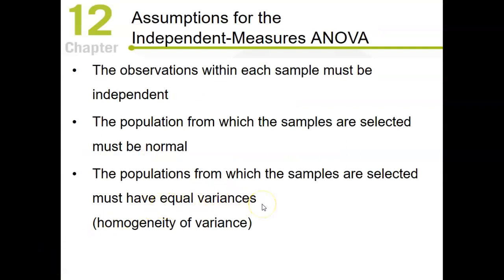The assumptions for the ANOVA test are the same that we've seen for the previous tests. The observations within each sample should be independent from each other. The populations that the samples were taken from should be normal, and the variances of the populations from which the samples were taken should also be equal. This is a homogeneity of variance assumption that we first introduced in chapter 10.